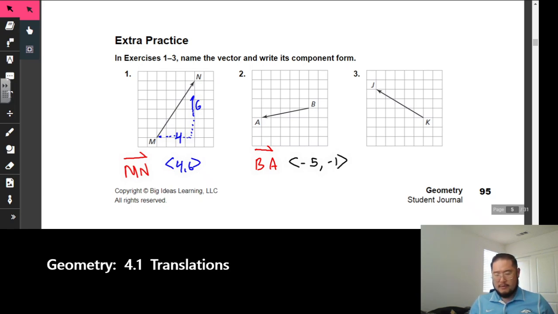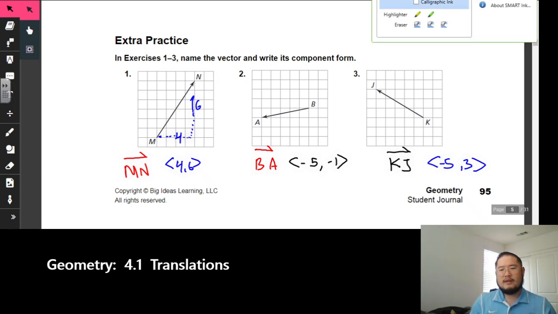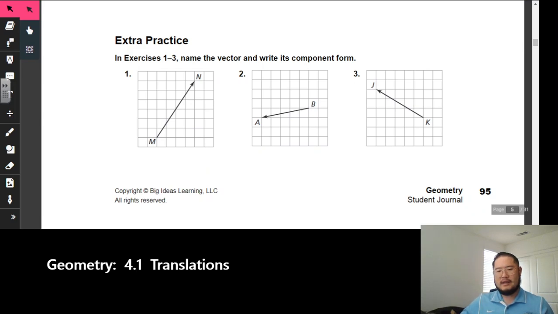Lastly, right here on number 3, we have, hopefully you'll say that this happens to be vector KJ. Let's figure out its component form. 1, 2, 3, 4, 5. So we got -5, and then it's going up 1, 2, and 3. And there you go with vectors and writing its component form. Pretty easy. Let's go ahead and take a look at the next page.